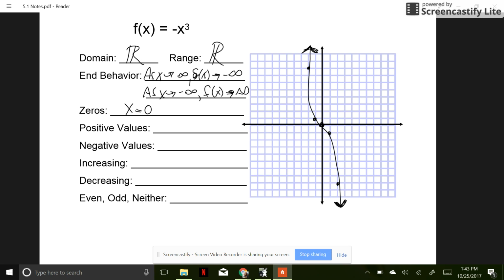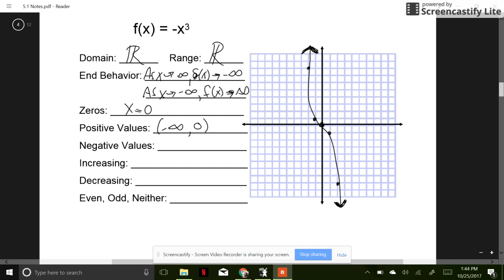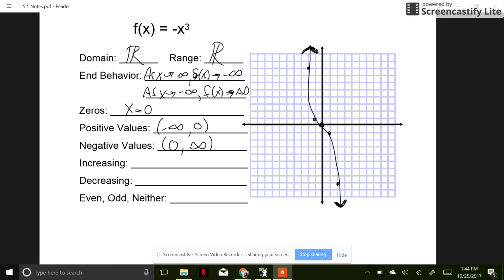Positive values. So again, this is where we're above the x-axis. So that's over here on the left side of our graph. So it's up and to the left. So that means our positive values will start to the left at -infinity, coming up here to 0 where it's changing. So our negative values where we exist below the x-axis, that starts at 0 and goes down into the right forever. Since we're going to the right forever, it's going from 0 to positive infinity.